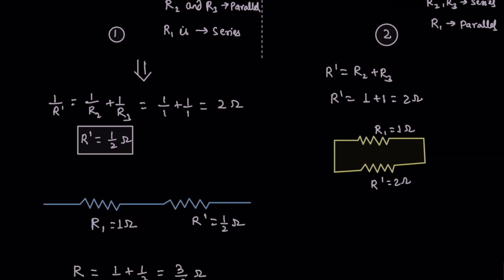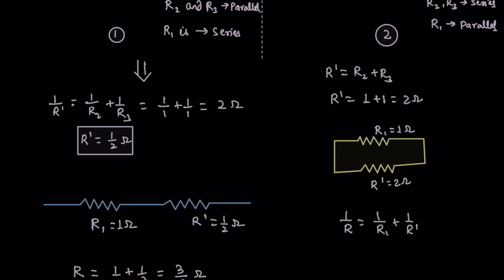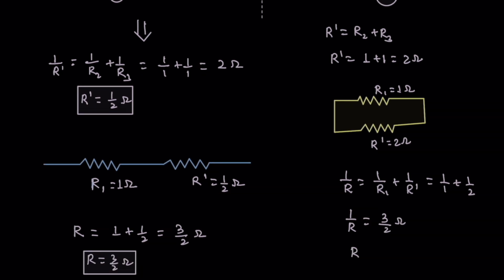So the total resistance will be 1 by R is equal to 1 by R1 plus 1 by R dash, 1 by 1 plus 1 by 2. So 1 by R is equal to 3 by 2. R is equal to 2 by 3 ohm. So this is the total resistance for the two different circuits.